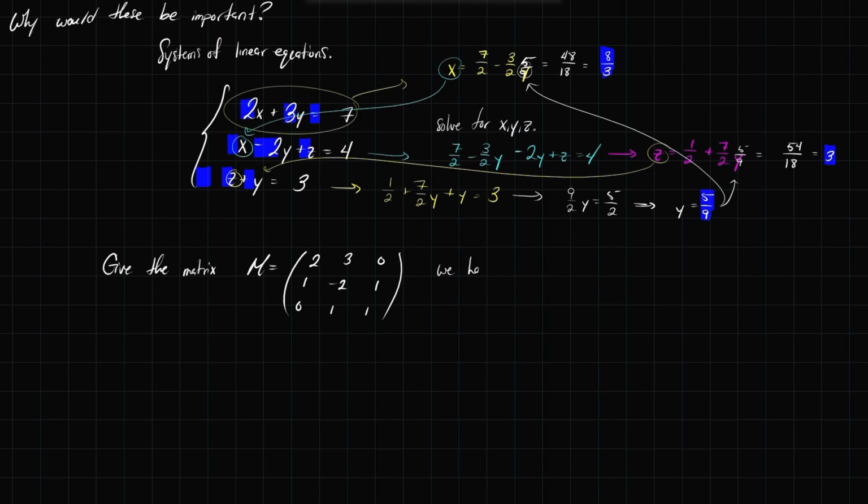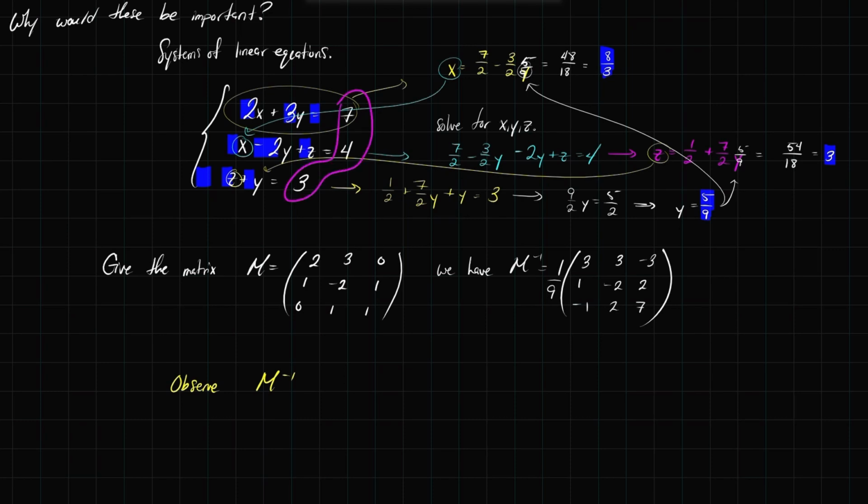We have M inverse, and I won't tell you how to get there yet, but it's given by 1 ninth times 3, 3, negative 3, 1, negative 2, 2, negative 1, 2, 7. And let's go ahead and look at M inverse times the right-hand side as a vector. So let's consider the right-hand side as a vector, 7, 4, 3.